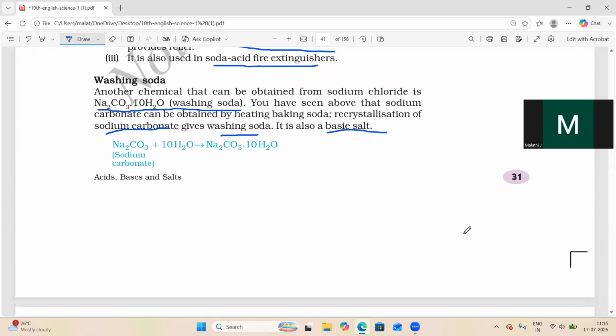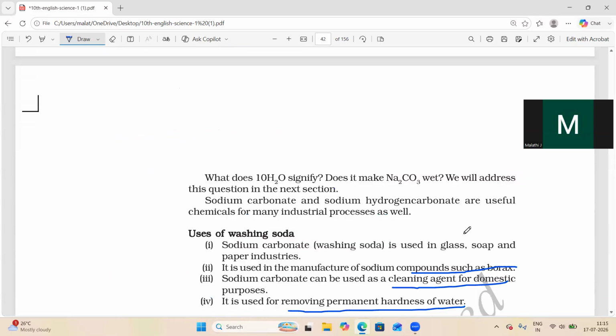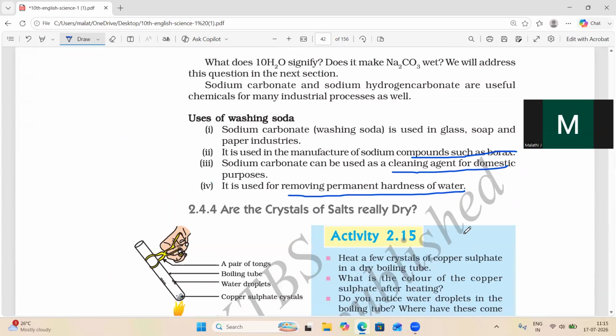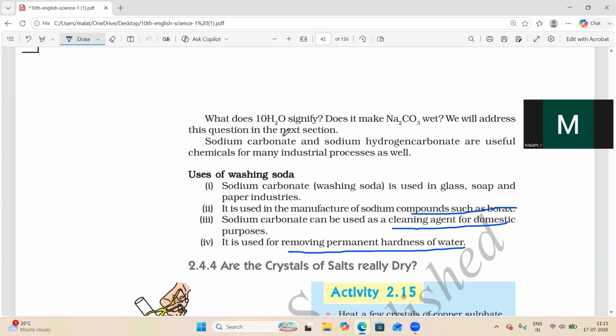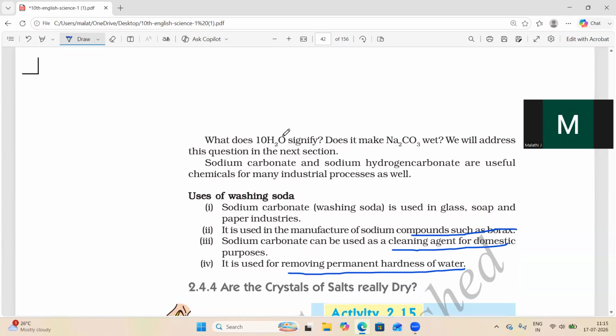So it will remove the acidity, the acids present in the water, which decreases the hardness of water. We will use this washing soda. If you use it to wash clothes, what will happen? You will get more foam with soft water.